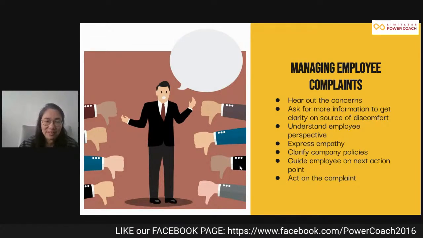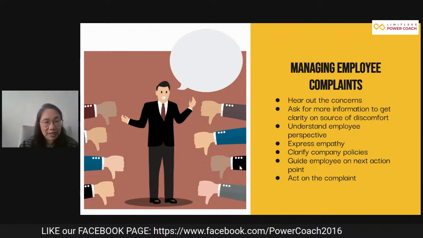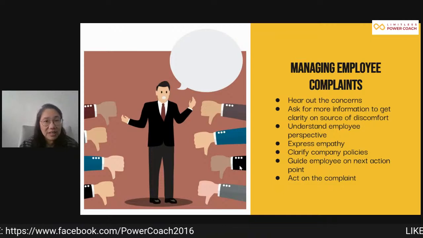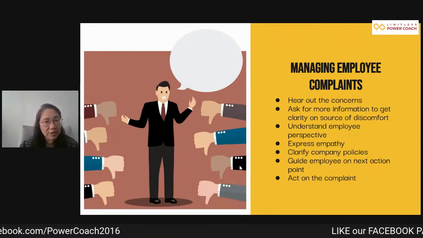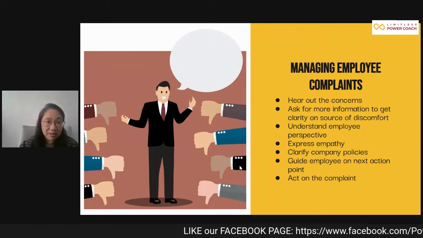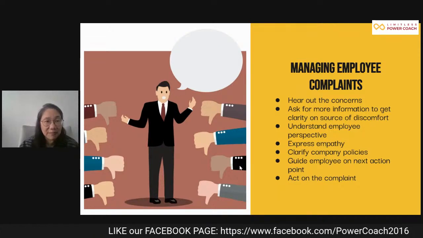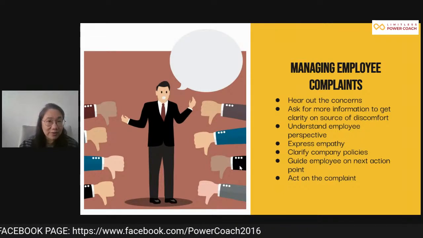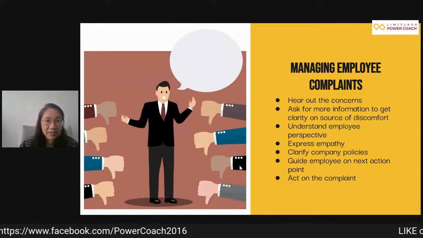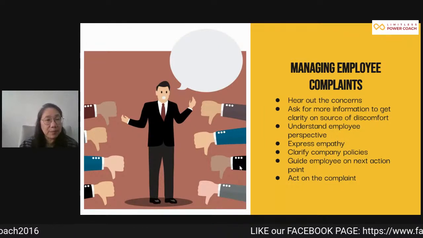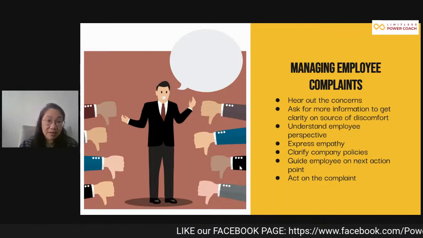concerns of our people. So kahit ito ay verbal, we hear them out, we ask for more information, and then we try to understand the employee perspective, we show empathy, and then we check the company policy. If it's something na nakita natin na meron infraction or meron ng violation, then okay, we correct it, or if wala naman, then we clarify it to the employee. But we need to make sure that we make the employee know na we are acting on their complaints.